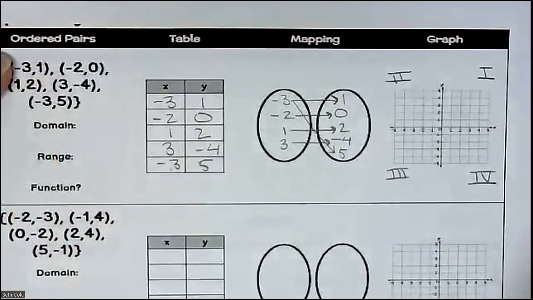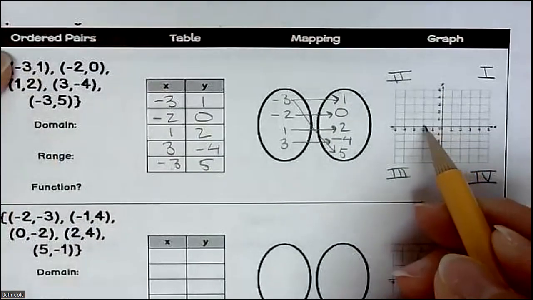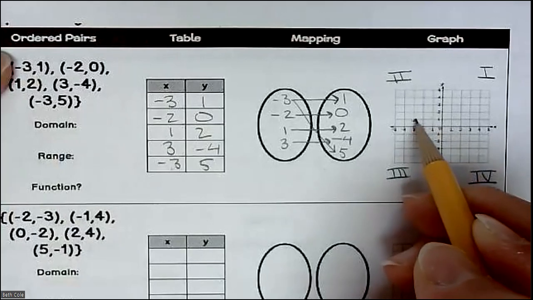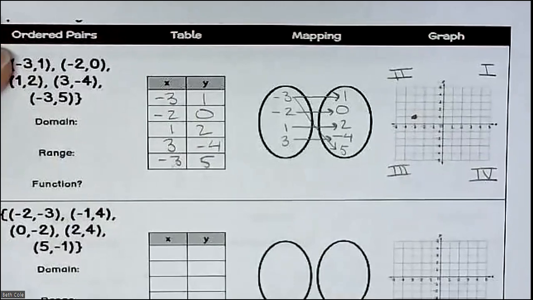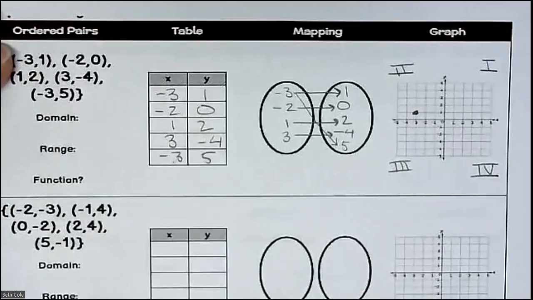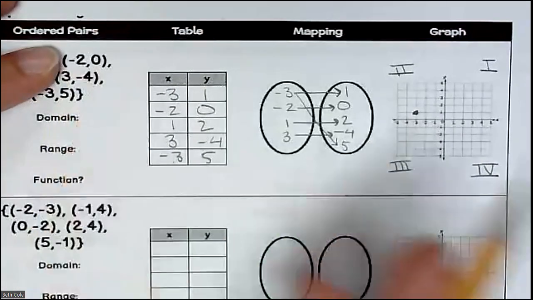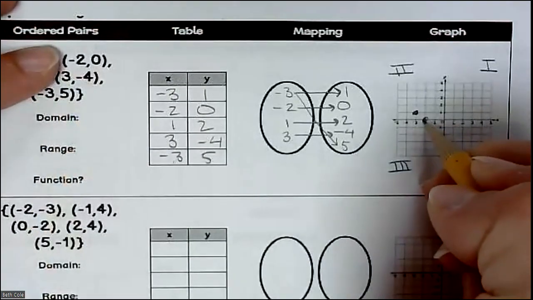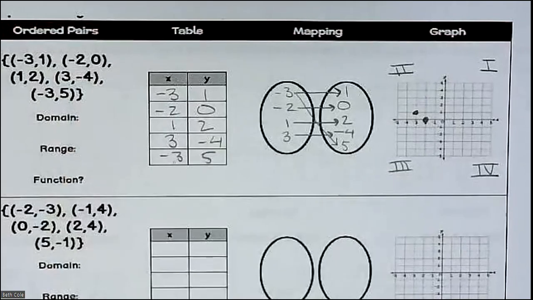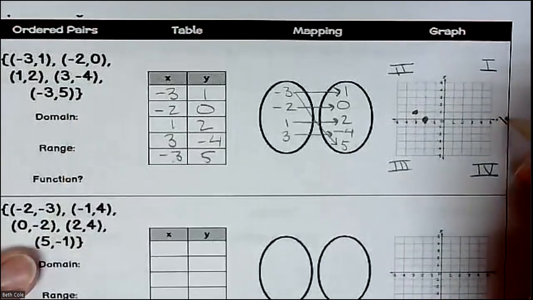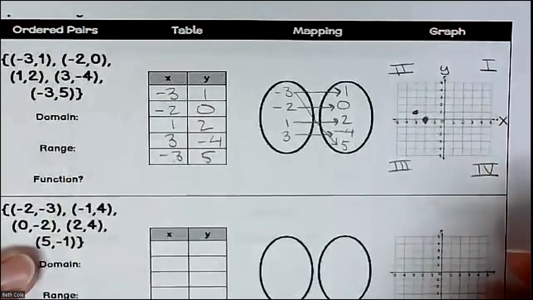So -3, 1. Just watch me point to it. You're going to go -3 for x and then +1 for y and put a point there. It landed in quadrant 2. When we get to the next question, I'm going to start asking you what quadrant it would be in. All right, -2, 0. So you would go -2 for x, 0 for y. Did that land in a quadrant? No, so we would just say it's on the x-axis. If it doesn't land in a quadrant, you just say which axis it's on. Again, it's written on there, but it's really small. This is x and this is y.